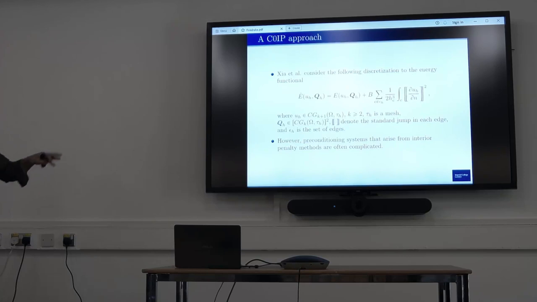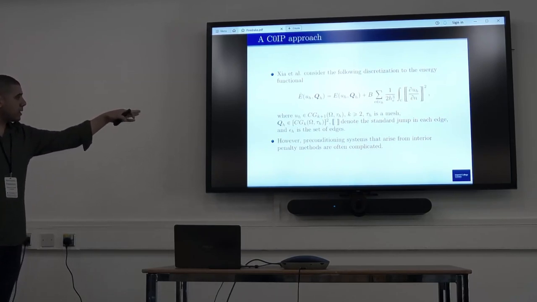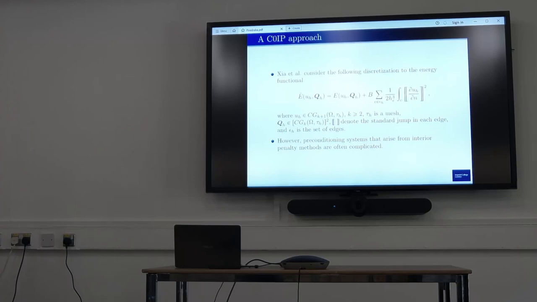In their discretization, they used u_h in CG_{k+1}, where k is greater than or equal to 2, and also they used Q_h in CG_k squared. CG_k squared because Q is symmetric traceless, so it has the form Q1, Q2, Q2, minus Q1. So we have only two functions. And this notation denotes the standard jump in each edge, and epsilon_h is the set of edges.